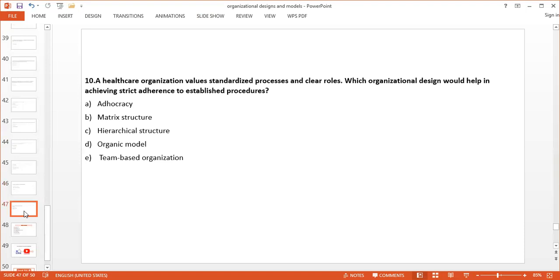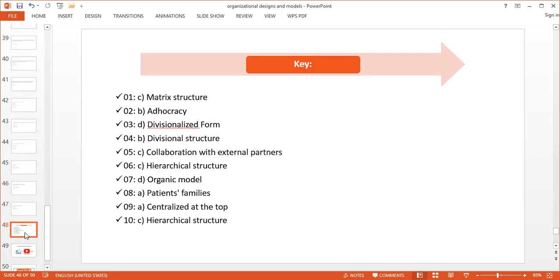Last one: a healthcare organization values standardized process and clear roles. Which organizational design would help in achieving strict adherence to established procedures? A, adhocracy; B, matrix structure; C, hierarchical structure; D, organic model; E, team-based organization. The answer is C. That is the key to the MCQs.